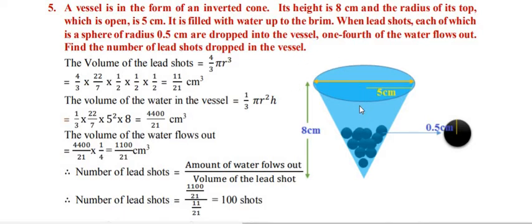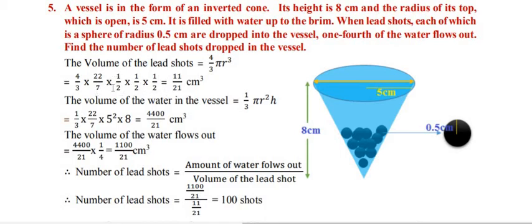So when some lead shots are dropped inside the conical vessel, 1/4 of the water flows outside the conical flask. So we have to find the number of lead shots dropped inside the conical vessel. First, let us find the volume of the lead shot, which is in the form of a sphere, that is equal to 4/3 pi r cube. Here the radius is 0.5 cm. We can write radius is equal to 1/2. So 4/3, the value of pi is 22/7, into 1/2 into 1/2 into 1/2.